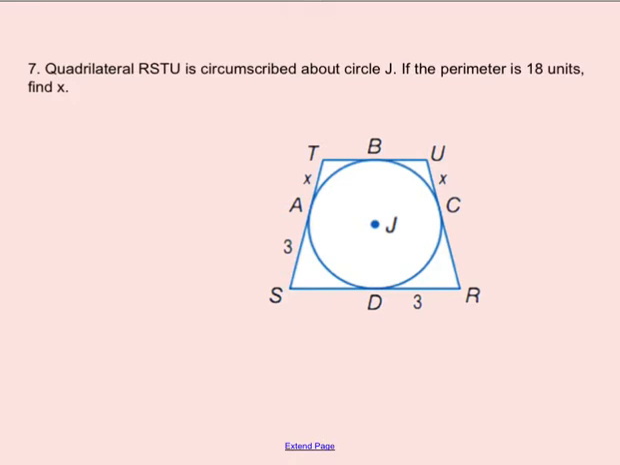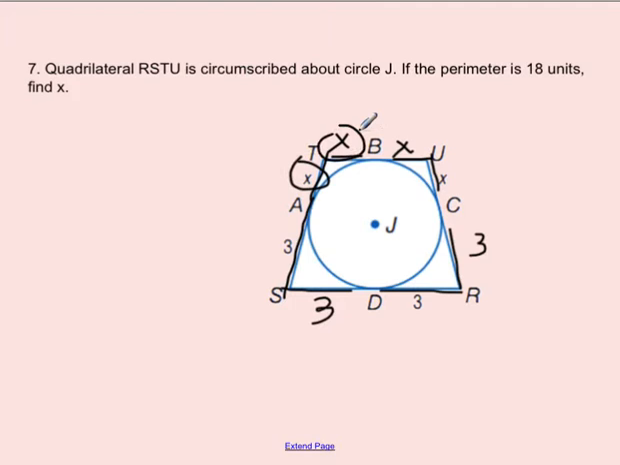So for this one, number 7, it asks us about circle J, and its perimeter is 18 units, so we need to find x. Okay, well here I have a line of tangency, AS and DS. So I notice that AS and DS meet at point S and they're tangent to the circle. So that means that this one here also has to be 3. Same thing here, DR and CR are tangent to the circle. They meet at the same exterior point, so this has to be 3. Then I have CU and BU are tangent to the circle and they're both reaching point U, so that needs to be x. BT and AT are both meeting at point T, they're tangent to the circle, so this has to be x.